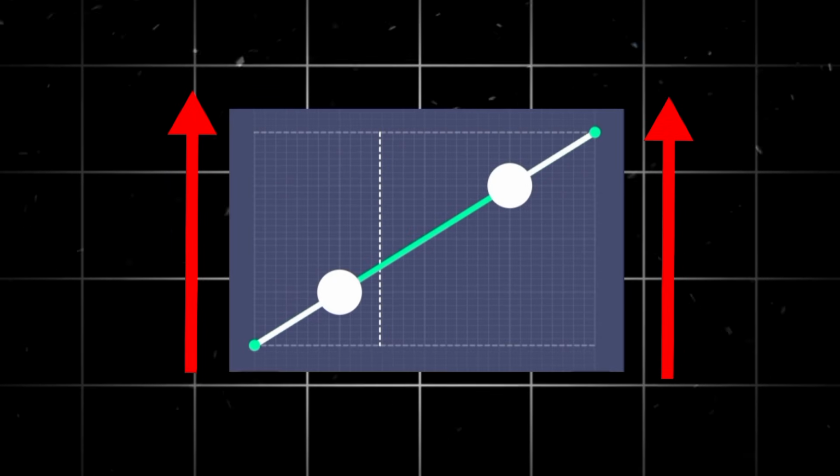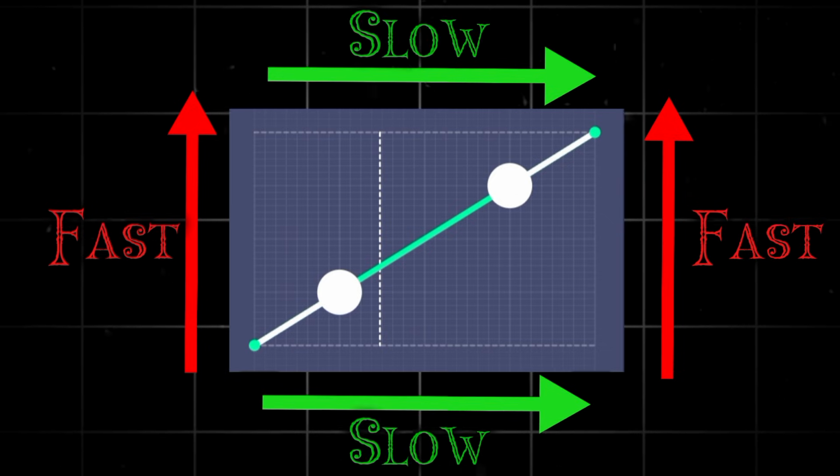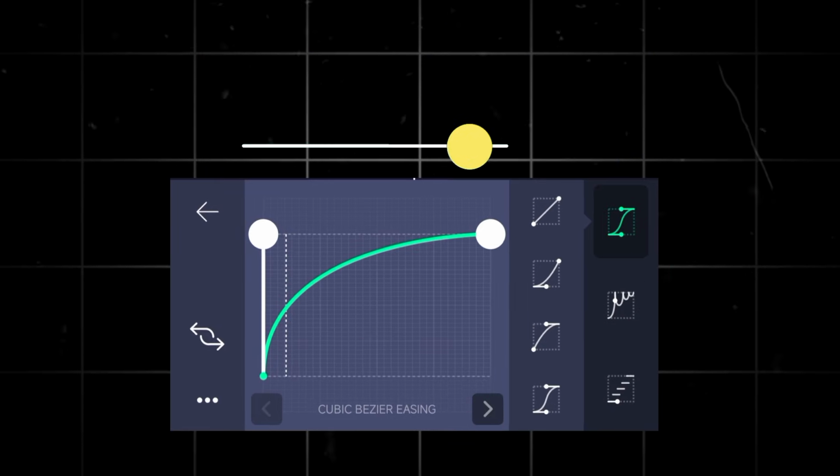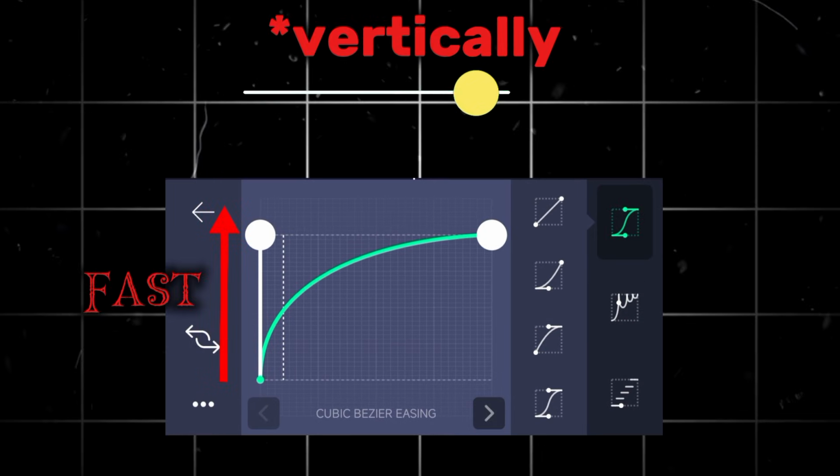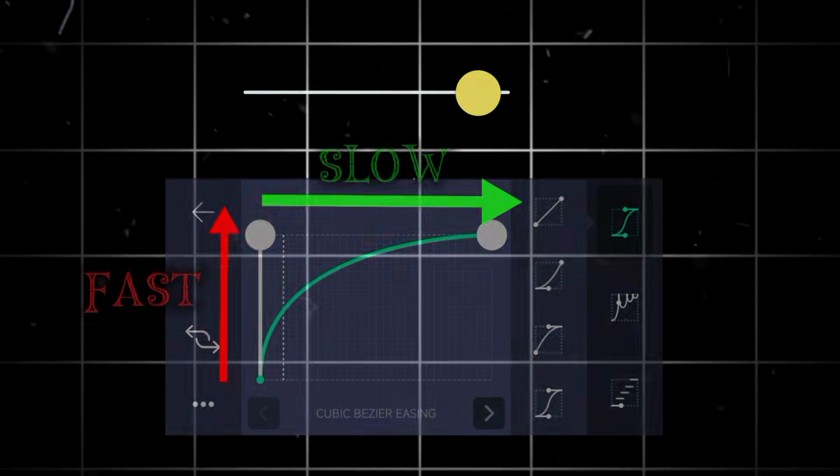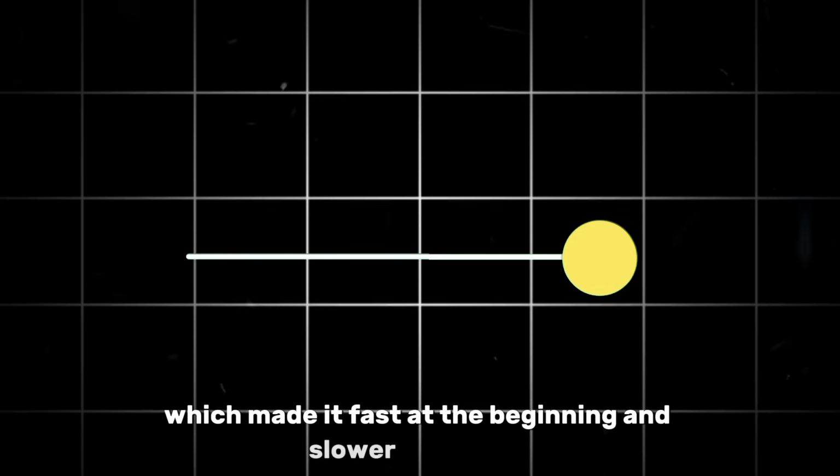Take a look at this. When your graphs are vertical, they tend to be faster, and when horizontal, it slows down. Like the example I showed earlier, it started off vertically, then went horizontal towards the end, which made it fast at the beginning and slower at the end.